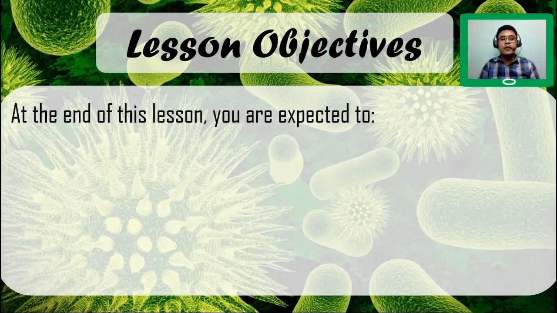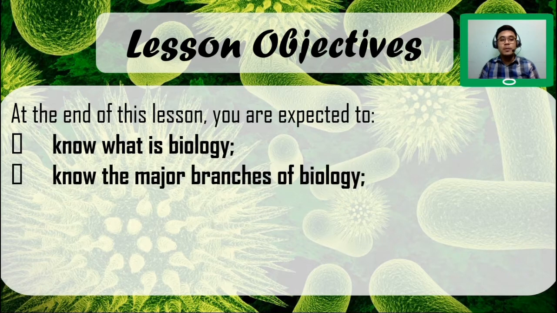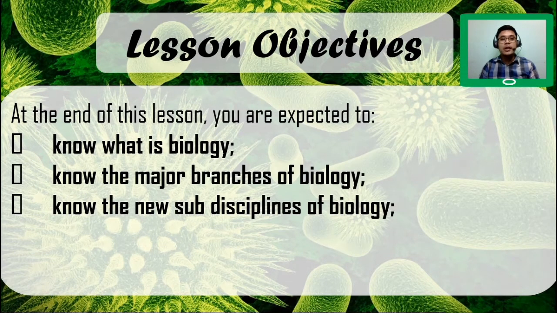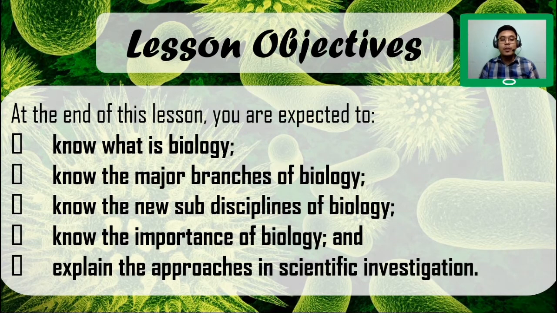So here at the end of this lesson, you are expected to know the following. First is to know what is biology. Second, know the major branches of biology. Third is to know the new subdisciplines of biology or the modern branches of biology. Know the importance of biology. And lastly is to explain the different approaches in scientific investigations.